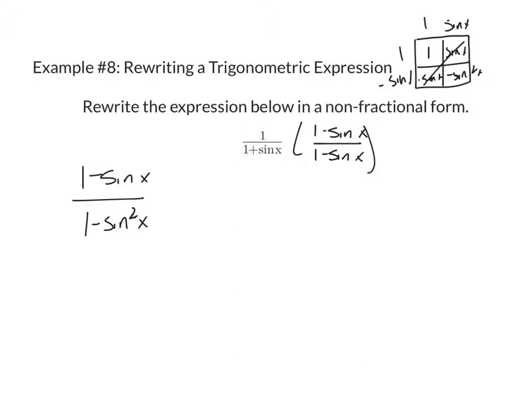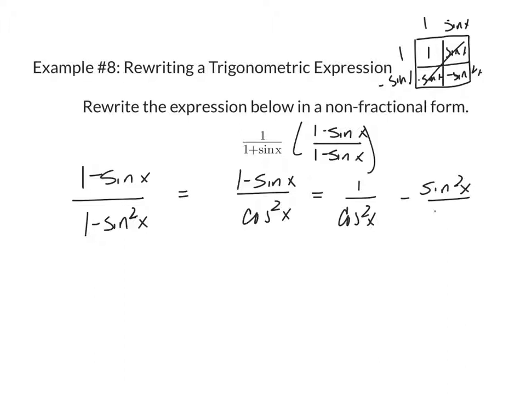All right, however, what we can do is that we know that the denominator is, from the Pythagorean identity, cosine squared x. So this becomes 1 minus sine x over cosine squared x. Okay, since that's the case, we can split the fraction now to have 1 over cosine squared x minus sine squared x over cosine squared x.